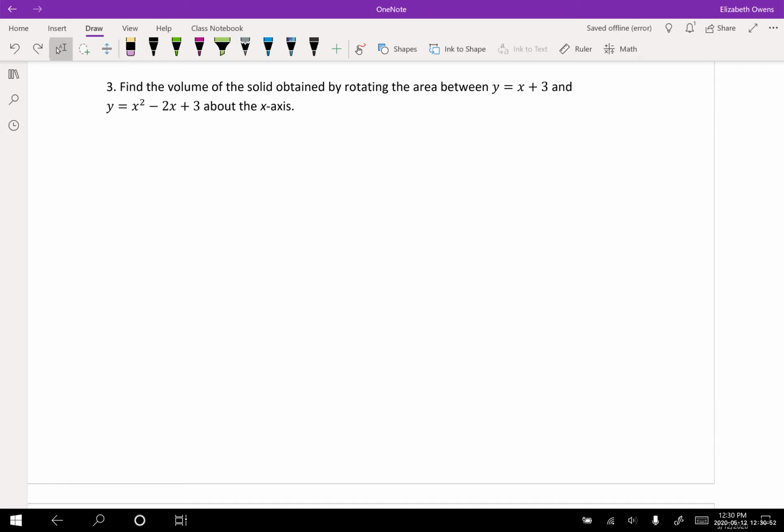So this one, again, starts out in the same way as all these problems do. Find the volume of the solid obtained by rotating the area between y equals x plus 3 and y equals x squared minus 2x plus 3. We're going to rotate that about the x-axis.